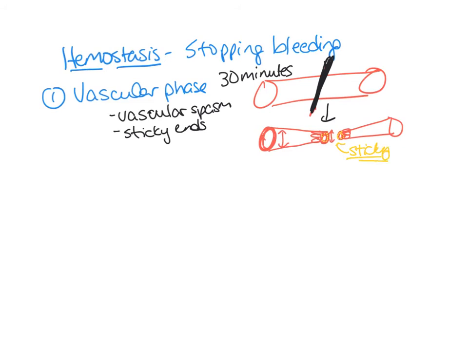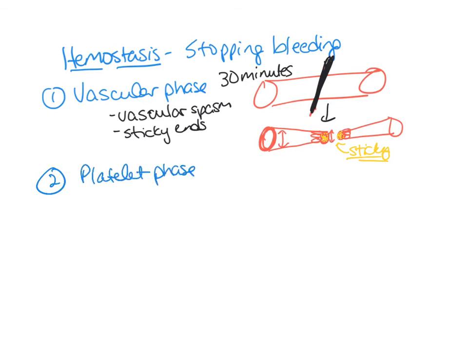Now, if this were just a small capillary, this phase alone might close off the passageway. These endothelial cells might just stick together and close off the pathway, the bleeding stops, and that's all that needs to be done. But if it's in a bigger vessel than a capillary, since capillaries are extremely small, then we get to the second phase, which is called the platelet phase.